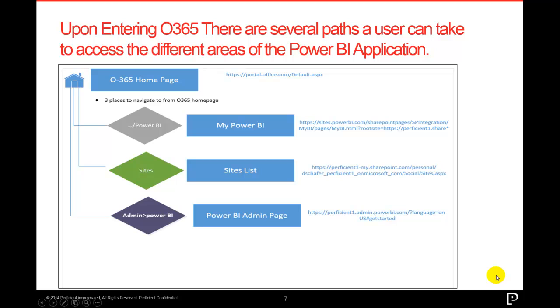Once we're licensed and logged into Office 365, there's 3 functional areas that are associated with the Power BI tools. There's a place called My Power BI. It's a personalized site that you'll be able to do some customization with and store some of your favorites on. There's the Team site, which is just a standard SharePoint site in the sites list. And there's the Admin Power BI. This is an admin area that we'll get into later. If your user account is not set up with admin privileges, then this menu item is not going to appear.